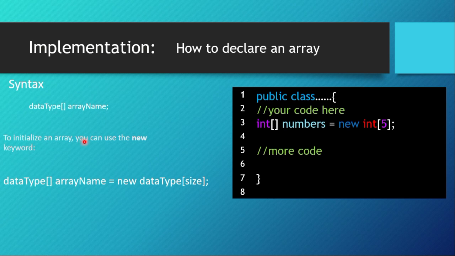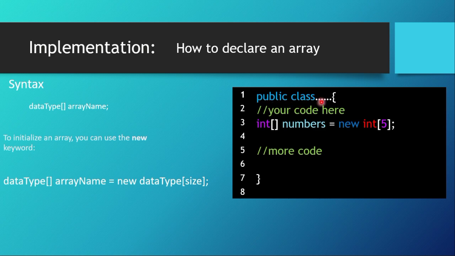To initialize an array, you can use the new keyword, right? So this is the syntax. If you want to initialize an array, you say data type and then the brackets here, and you have your array name is equal to new data type, and then you declare its size. How big you want the array would technically be up to you, and how big an array you need.